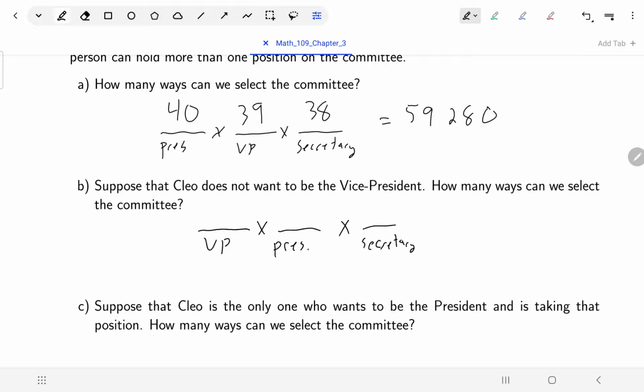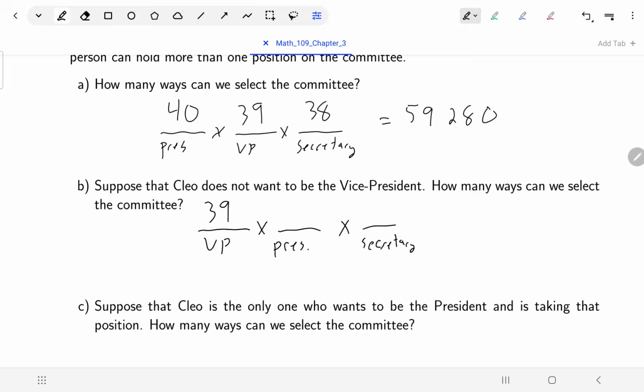So let's get into this. Cleo does not want to be the vice president. So at the very beginning of things for our first election, we do not have 40 people to choose from. We've only got 39 because there's 39 people who want to be vice president, and there we go. Now, once we've elected our vice president, that person is no longer in the running for anything else. However, Cleo is in the running for president or secretary. So we've lost one person to choose from because we've elected a vice president, but we've also gained a person because Cleo is now back in the running.